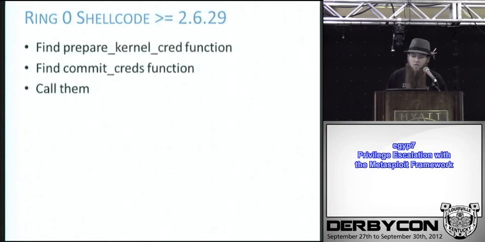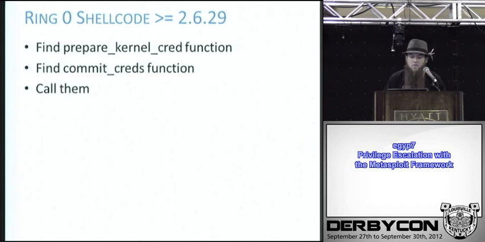With kernels 2629 and after, all of that changed. So now instead of having your UID in the same struct as your task struct, now they're their own separate structure, and you can't nearly as easily just grep through memory until you find the right thing. Fortunately for us, because this is now difficult for regular kernel developers, they have to have some way to do this too.